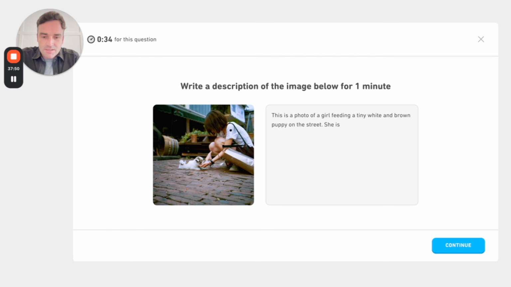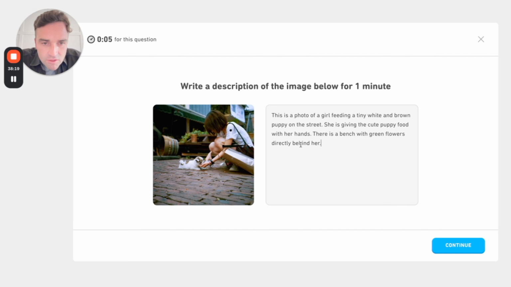She is giving the puppy, I'm gonna go cute puppy, food with, oh my god, typing, with her hands. There is a bench with green flowers directly behind her.